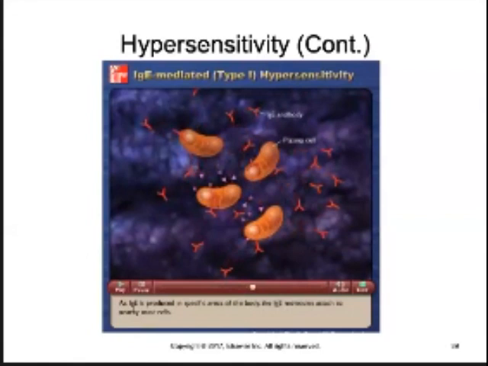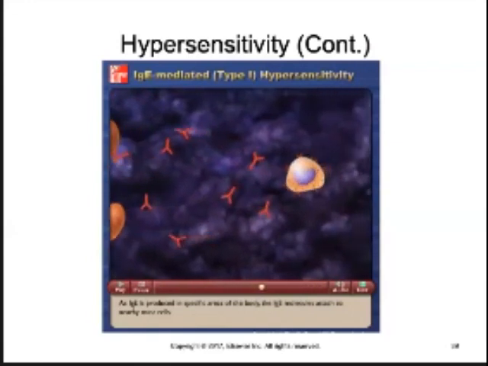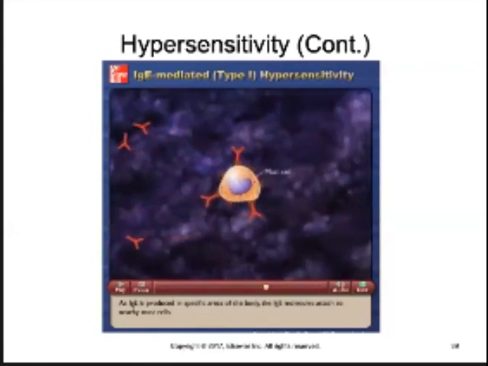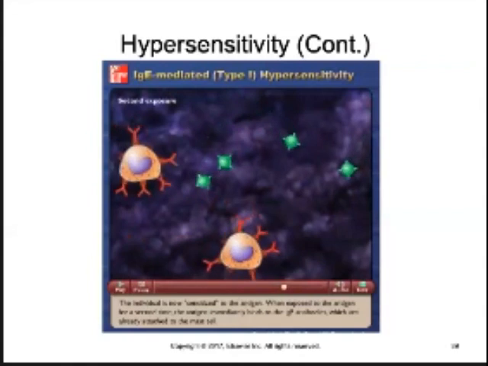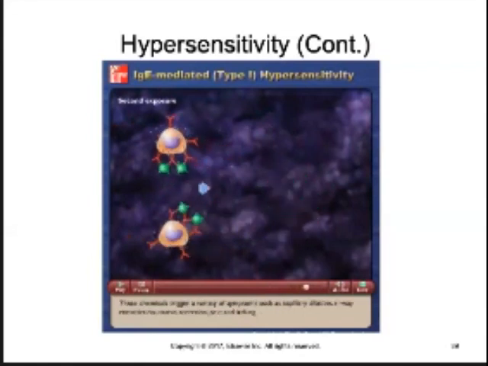IgE is produced in specific areas of the body. The IgE molecules attach to nearby mast cells. The individual is now sensitized to the antigen. When exposed to the antigen for a second time, the antigen immediately binds to the IgE antibodies, which are already attached to the mast cell. Within seconds of this binding, the mast cell releases histamine and other chemicals that cause an inflammatory response. These chemicals trigger a variety of symptoms such as capillary dilation, airway constriction, mucus secretion, pain, and itching.